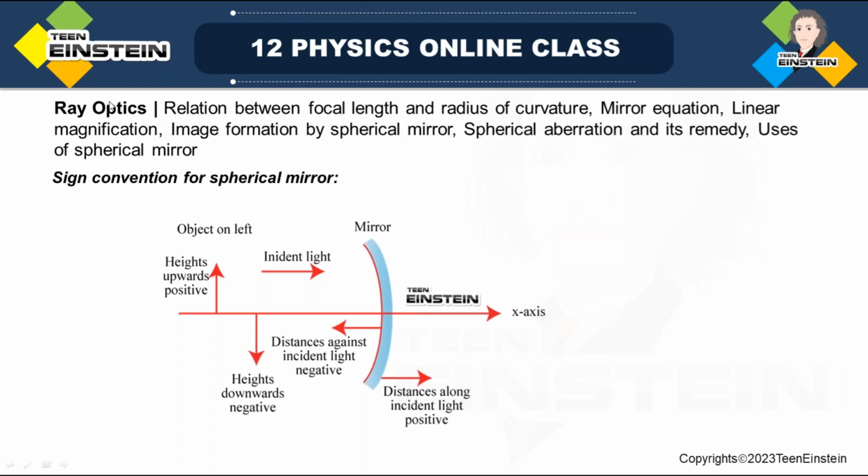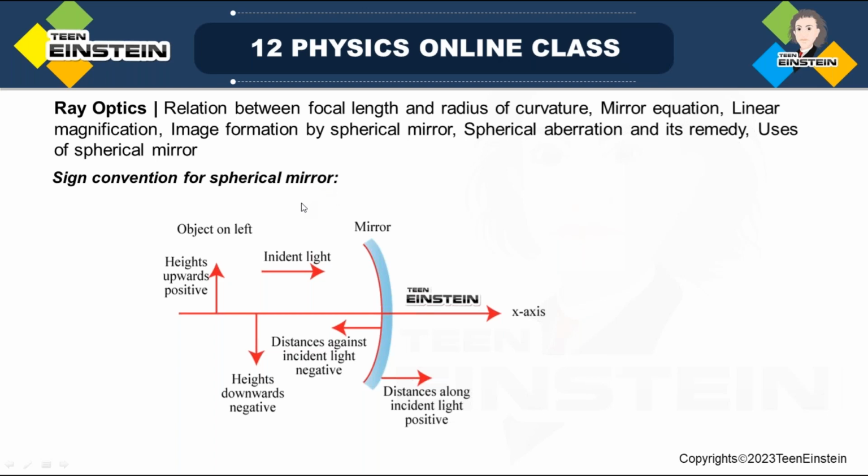So today is the second class on this ray optics part. In the last class, we had discussed spherical mirrors and its various terminology like pole, focus, principal axis, then aperture, etc. Before we start today's topics, let me remind you about the sign convention that we discussed yesterday.